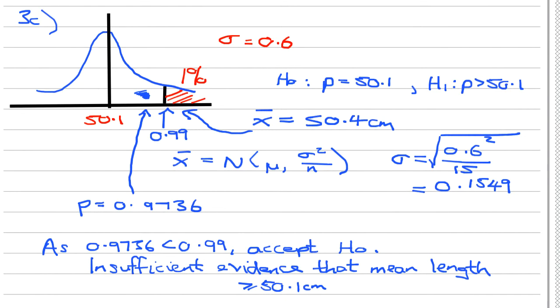And finally, a statement. As 0.9736 is less than 0.99, so it's not in the critical region, we can accept the null hypothesis. There is insufficient evidence that the mean length is greater than 50.1 centimetres.